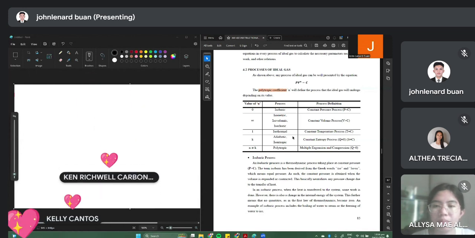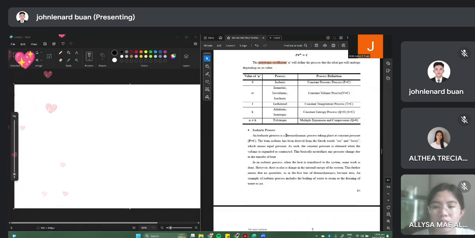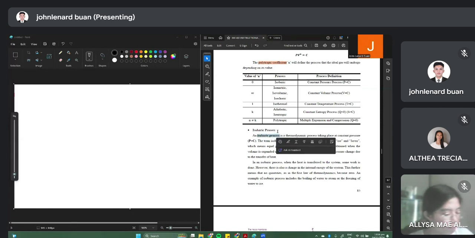Okay. So let us proceed na agad po with the first ideal gas process, which is what we call the isobaric process. Okay? So isobaric process is again a thermodynamic process taking place at constant pressure. Okay? Isobaric, constant pressure, the value of n is equal to 0.